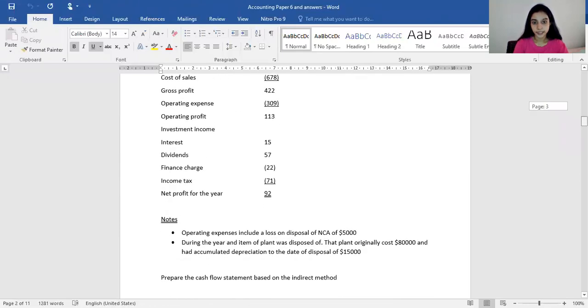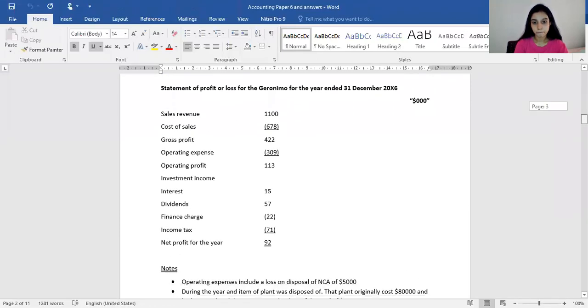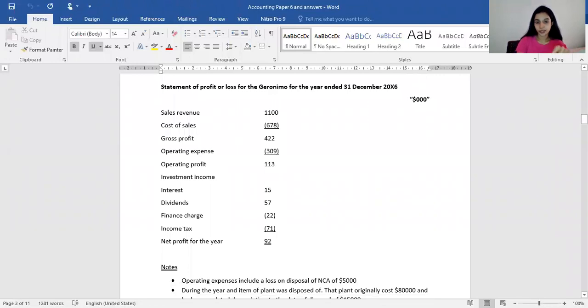So that's it. Another important concept that I need to mention here is we are taking profit before interest and tax, which is the operating profit, 113, to the statement of cash flows. So this profit figure does not include 15 of interest and 57 of dividends, finance charges, income tax. Those things are not included in the profit figure.